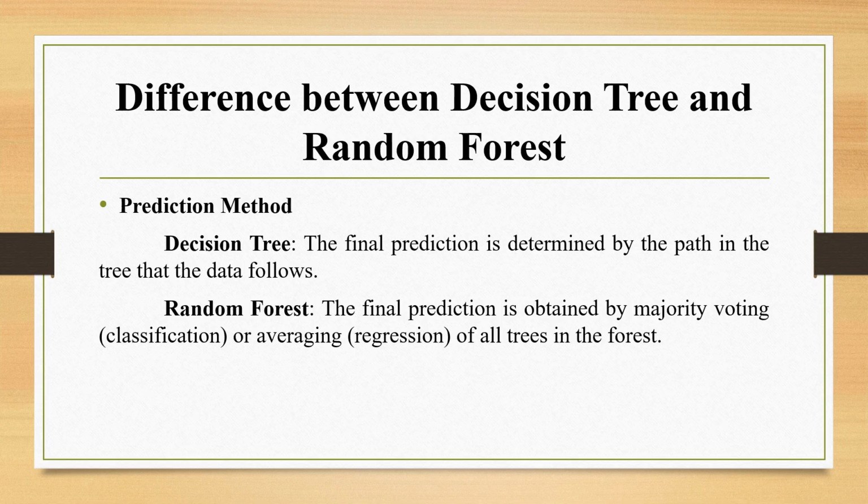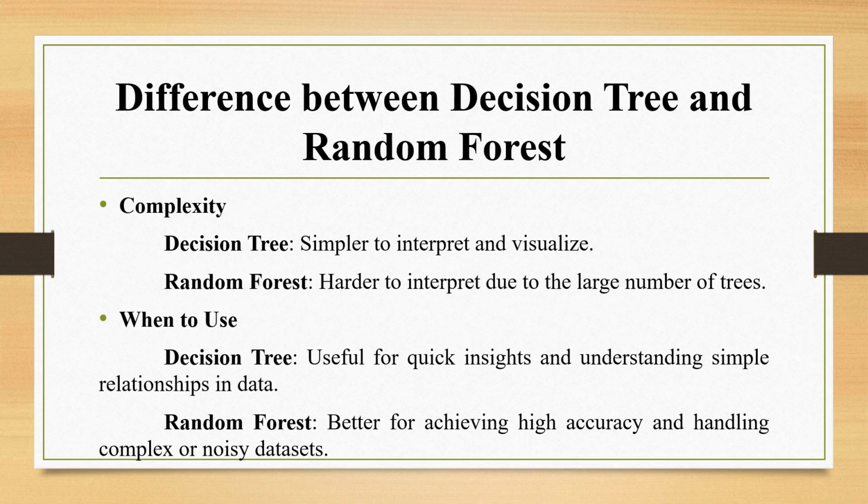So in the prediction method, in a decision tree, the final prediction is determined by the path in the tree that the data follows. In a random forest, the final prediction is obtained by majority voting, that is classification, or averaging, that is regression, of all trees in the forest. Complexity: a decision tree is simpler to interpret and visualize. A random forest is harder to interpret due to the large number of trees.